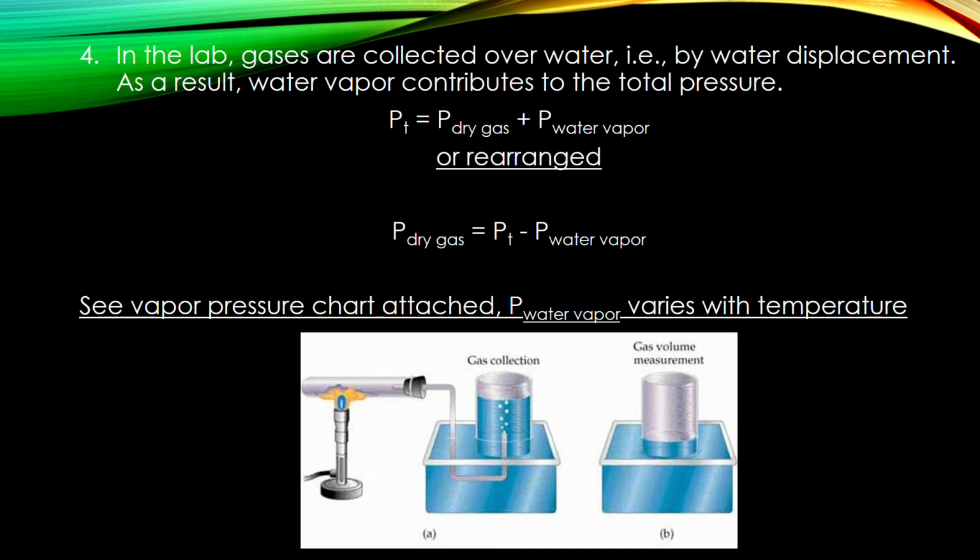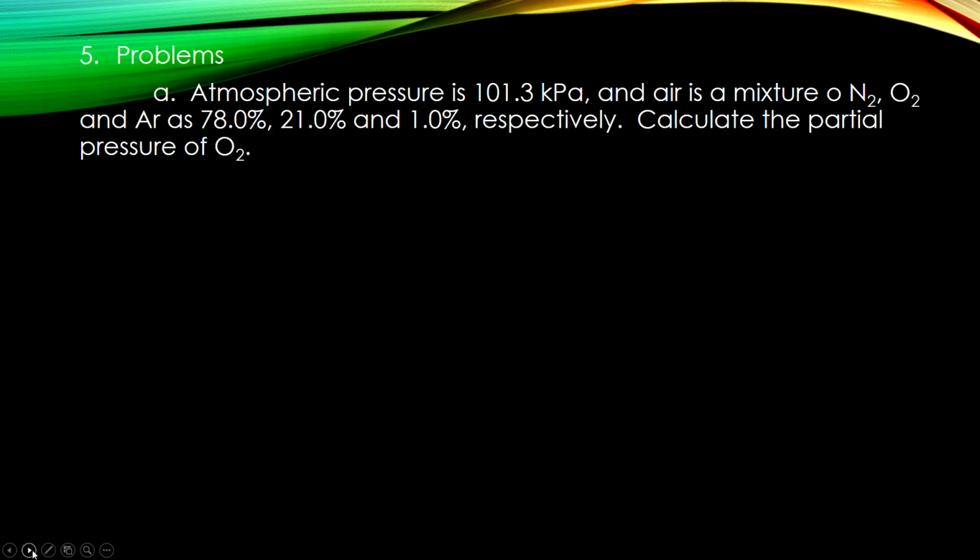So in order to figure out the pressure of just the dry gas, you have to take the total pressure and subtract the pressure of the water vapor, which you can do using a vapor pressure chart, which you guys have. You need to find the corresponding temperature, and that will give you the water vapor pressure that you would subtract. We'll see that on one of our practice problems. So let's take a look at our first one here.